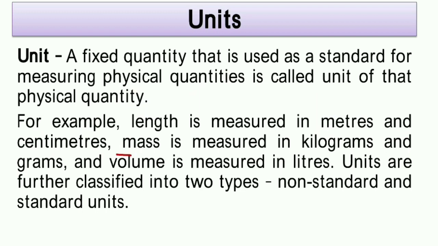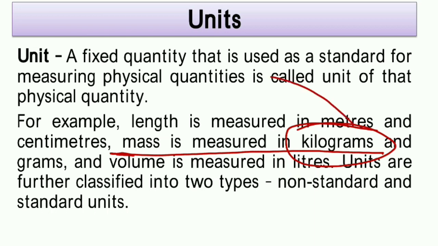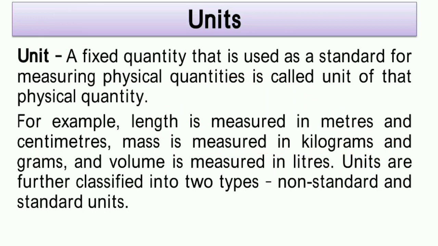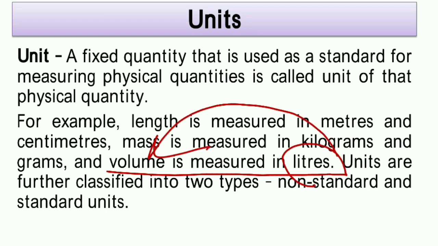Now if we talk about mass, then mass is measured in kilogram. Kilogram is the fixed quantity here, and we compare the unknown mass with this fixed quantity. So this is the unit. The fixed quantity is the unit. So kilogram is a unit here, and gram is also a unit. It is also a fixed quantity. Volume is measured in liter. So liter is also a fixed quantity for measuring the volume. So liter is the unit of volume.